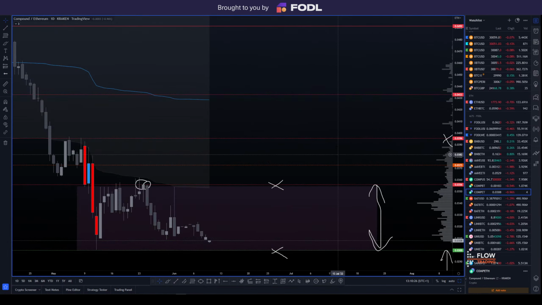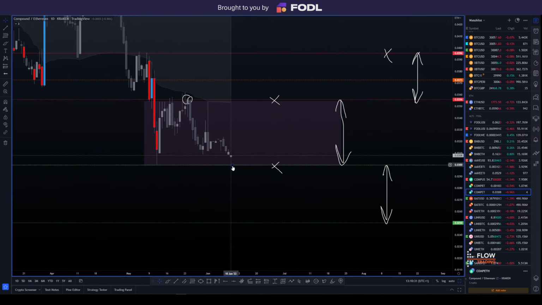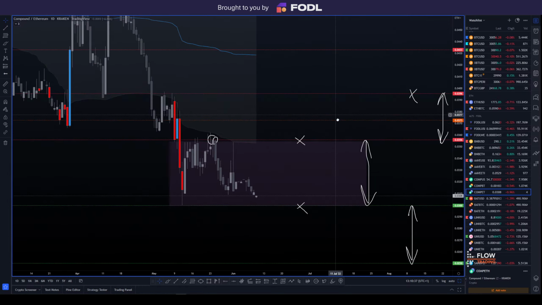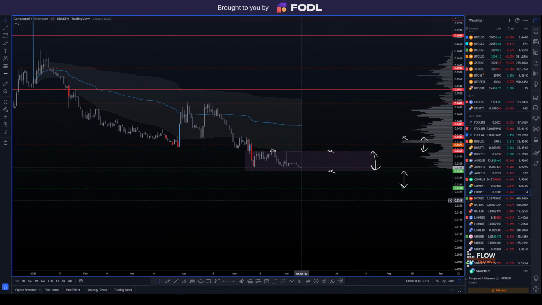Compound versus ETH, very much the same thing. We're still inside of this range. We're getting very close to the lows here, so this could potentially be a decent play for the upside, but we'll have to wait and see. If you look at the chart on a higher time frame like this, it's just lower highs, lower lows. It's just relentless.